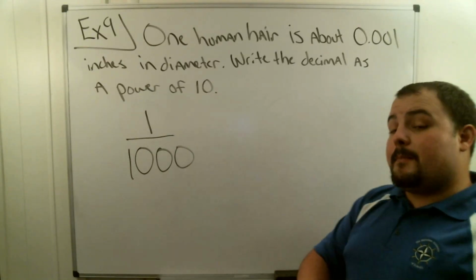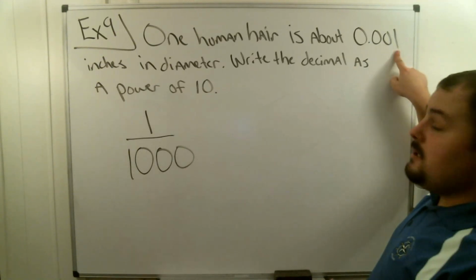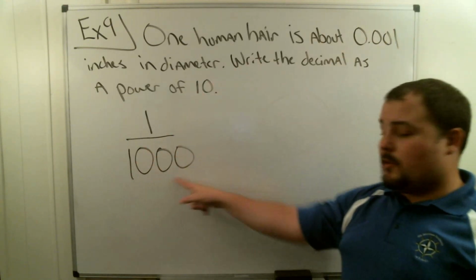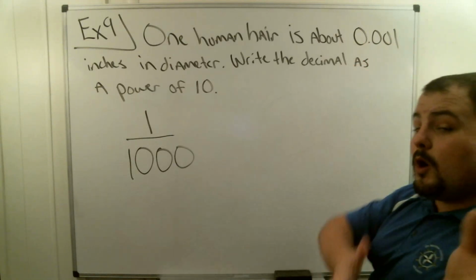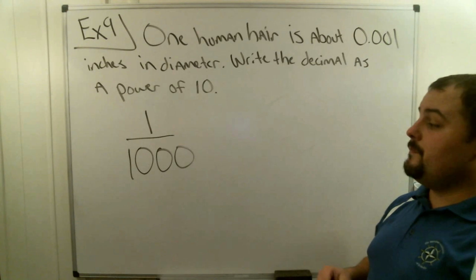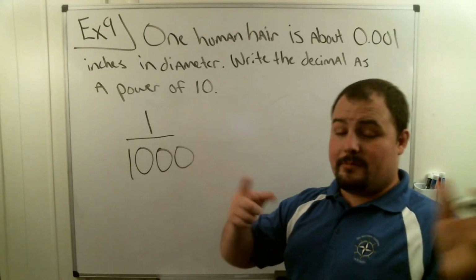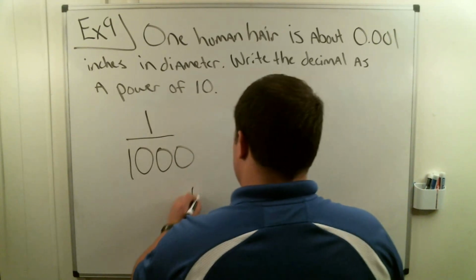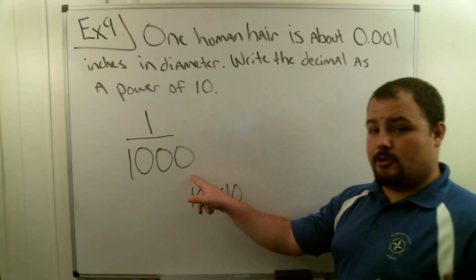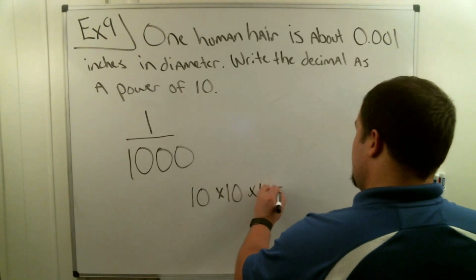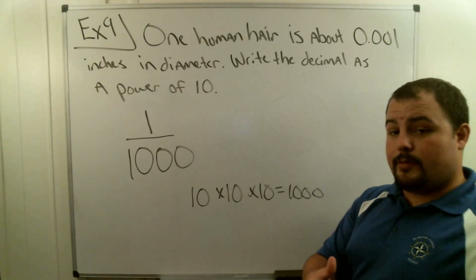So if you ever need to write a decimal as a fraction and you can't say it based on a place value, you write the number you see over a 1 followed by that many zeros. So 1 human hair is about 0.001 or 1/1,000th inches in diameter. Our job is to write this number as a power of 10. They already told us the number we're going to be using: 10. 10 times 10, I know that's 100 because I add 2 zeros. Well, this has 3 zeros. So 10 times 10 times 10 will equal 1,000. So in this case, I need 10 to the power of 3.